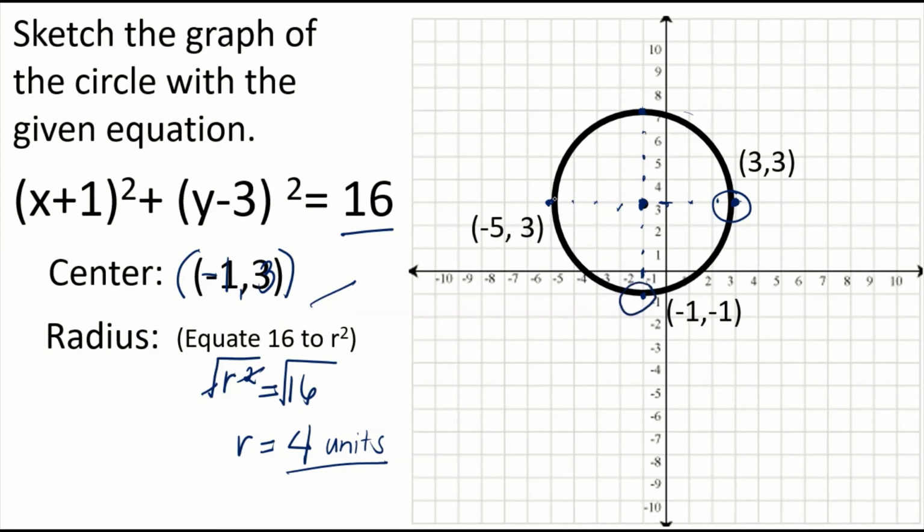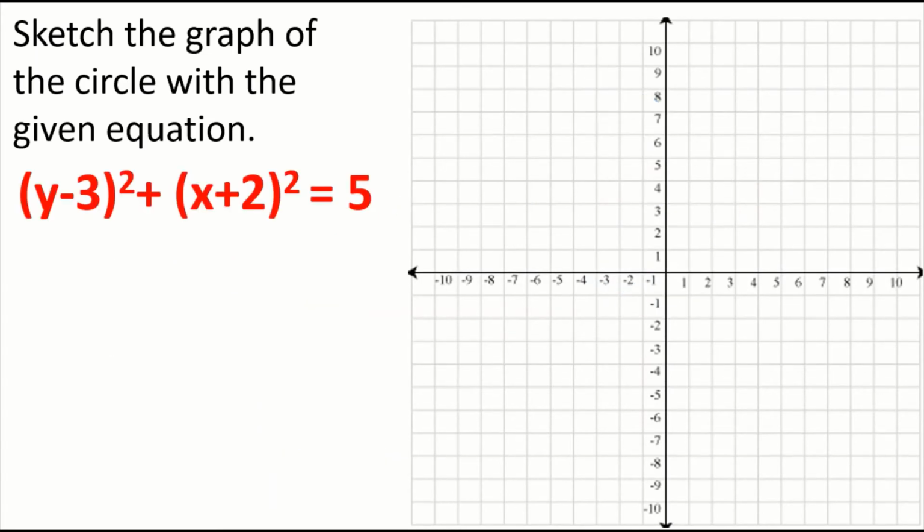And negative 5, positive 3. Negative 1 and positive 7. So this is the circle of the given equation, quantity x plus 1 squared plus quantity y minus 3 squared equals 16. Sketch the graph of the circle with the given equation.